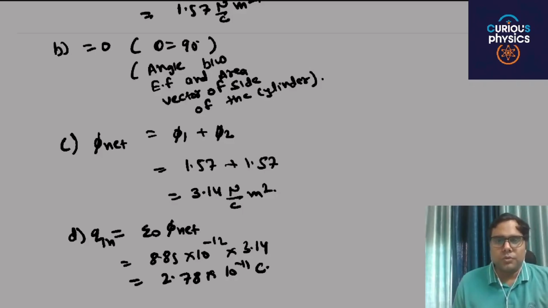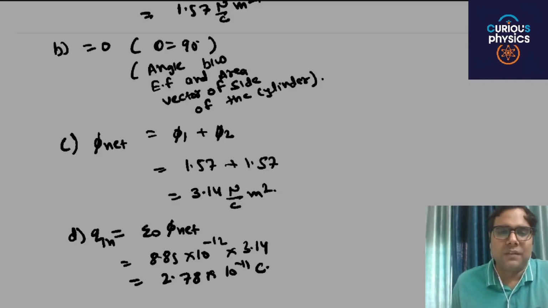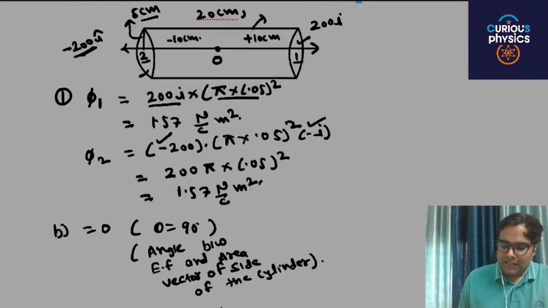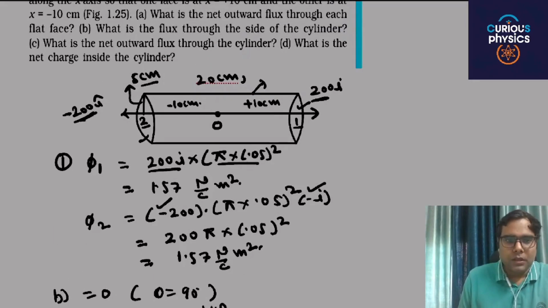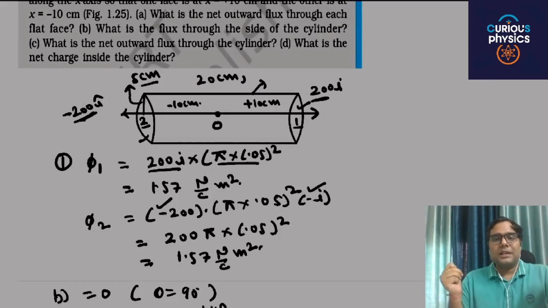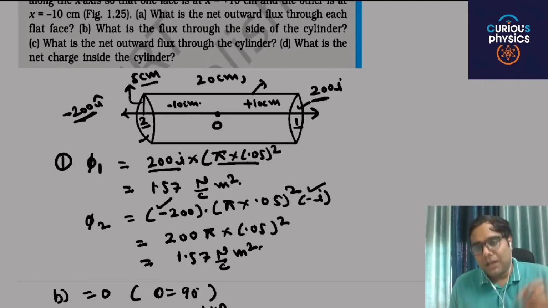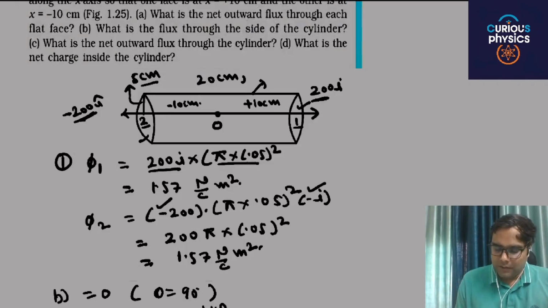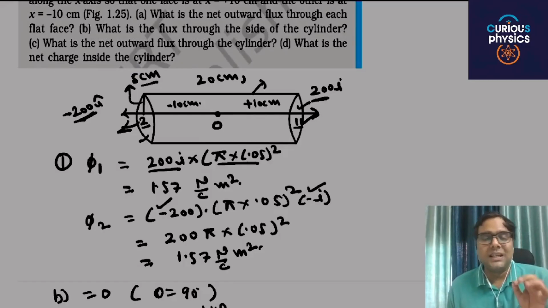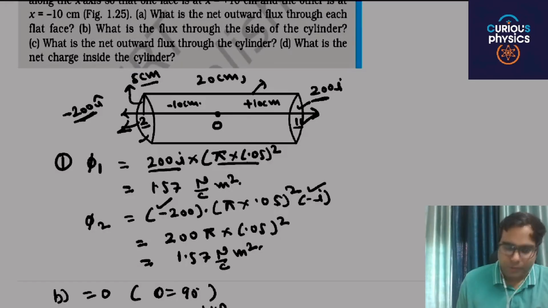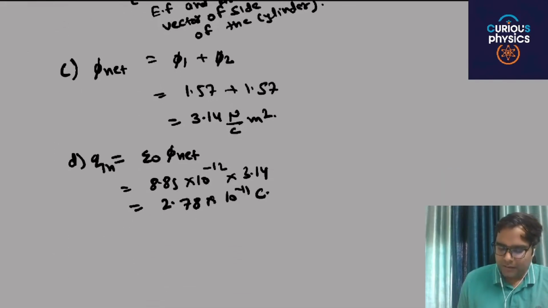But the focus should be on how to find the electric flux and how to find the directions. Here you cannot cancel flux, because flux is a scalar quantity. It is not a direction dependent thing. But here you can solve the net outward flux, one flux from this and another flux from this, meaning there is some charge Q inside, and that Q is 2.78 into 10 raised to power minus 11 coulombs.